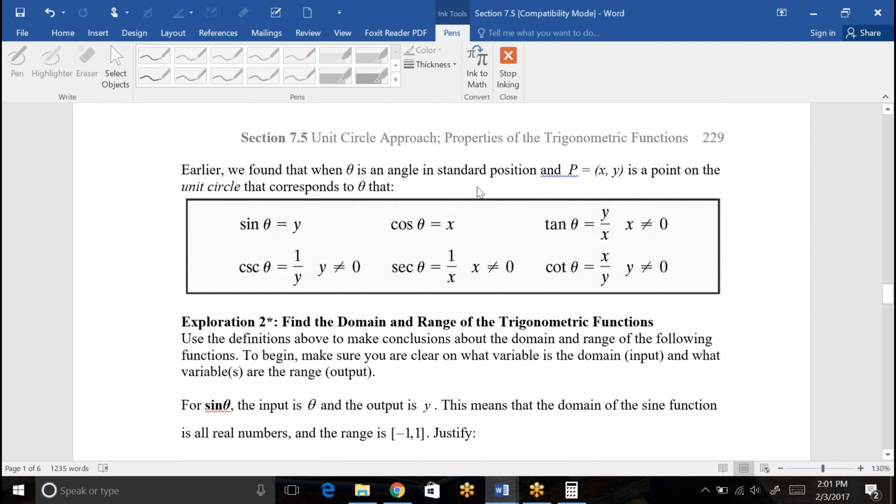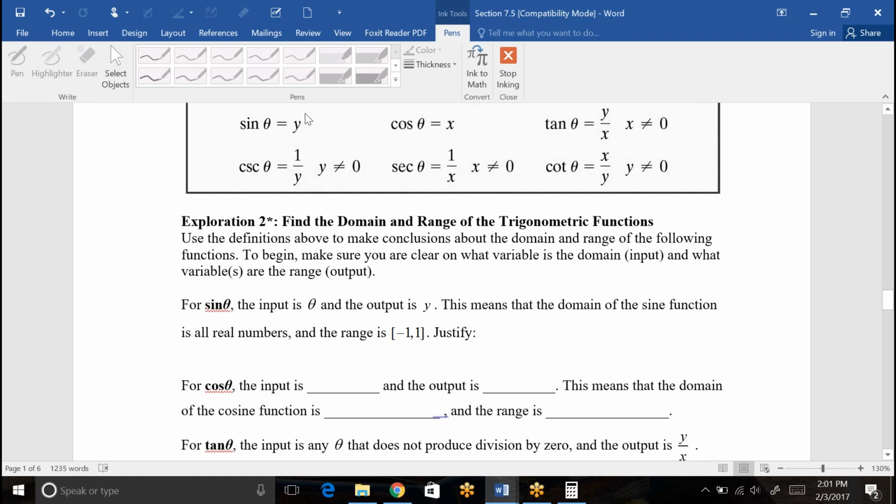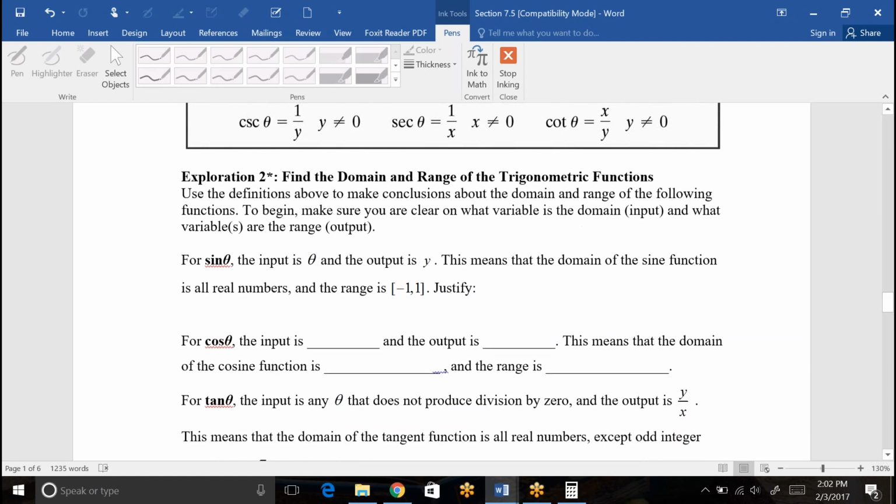Earlier we found that when theta is an angle in standard position and our point P is on the unit circle, sine theta was y. So notice this is divided by r, but r is 1. Cosine's x, tangent's y over x, cosecant is 1 over y, secant is 1 over x, and cotangent is x over y. The reason this is important is because notice that in all of these after sine and cosine you get what are called domain restrictions. There's places where you could possibly divide by 0. That's why they have to have that little list written there. So now we're going to talk about the domain and range of the trig functions, and that's going to lead into the next section where we'll actually start talking about graphing trig functions soon over the next 2 sections.